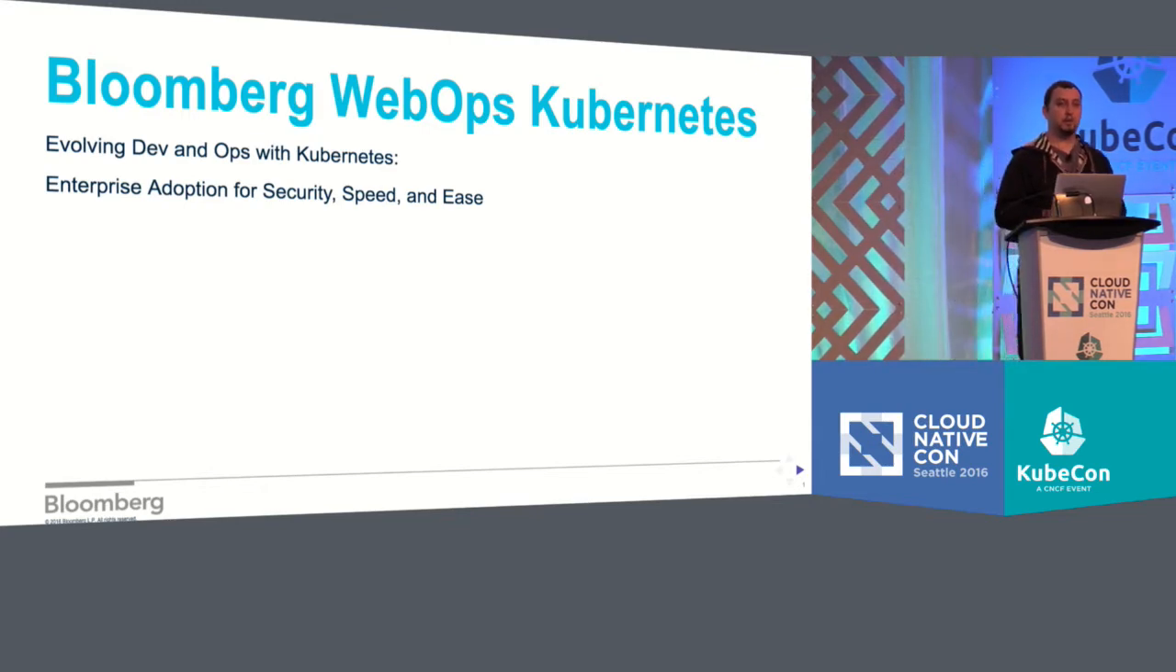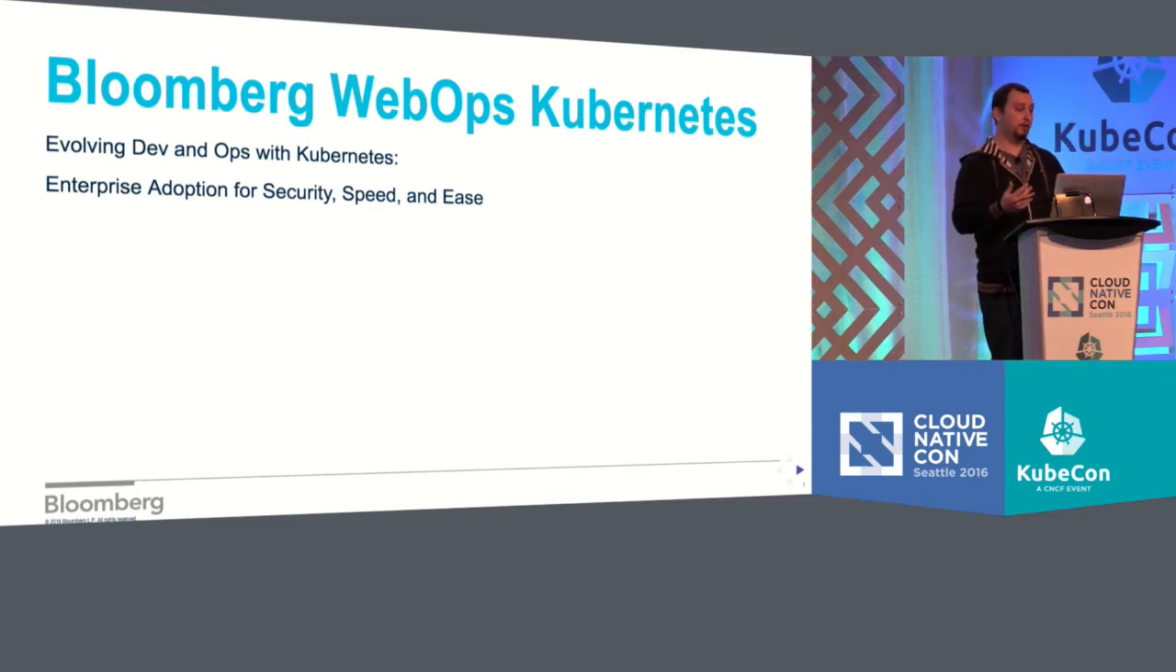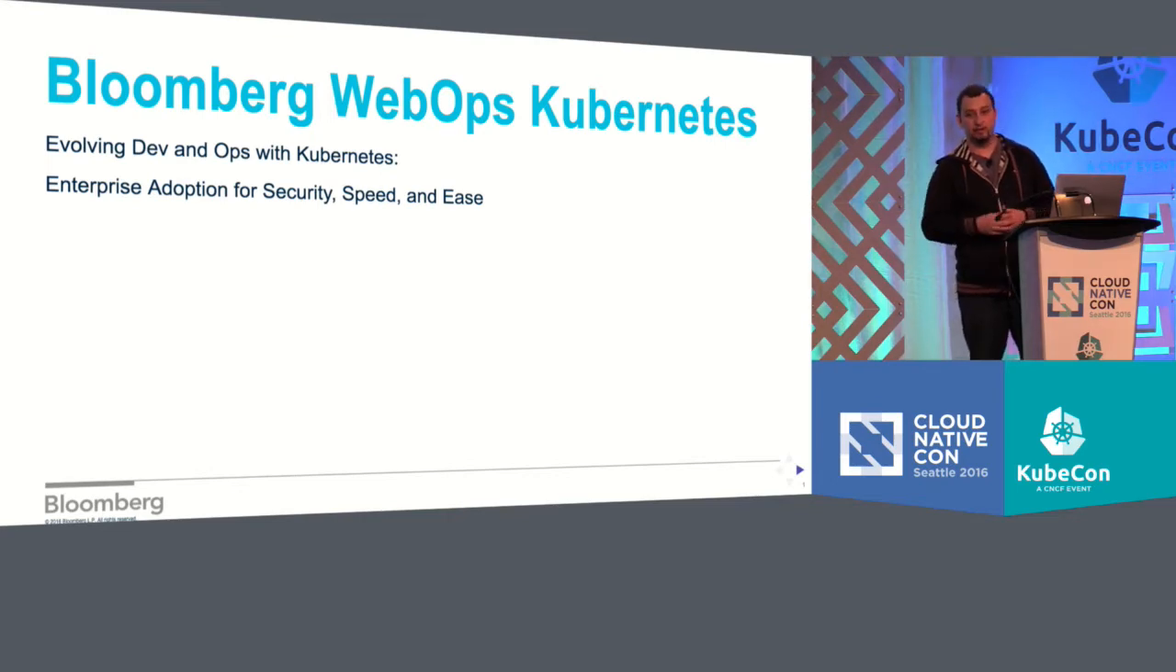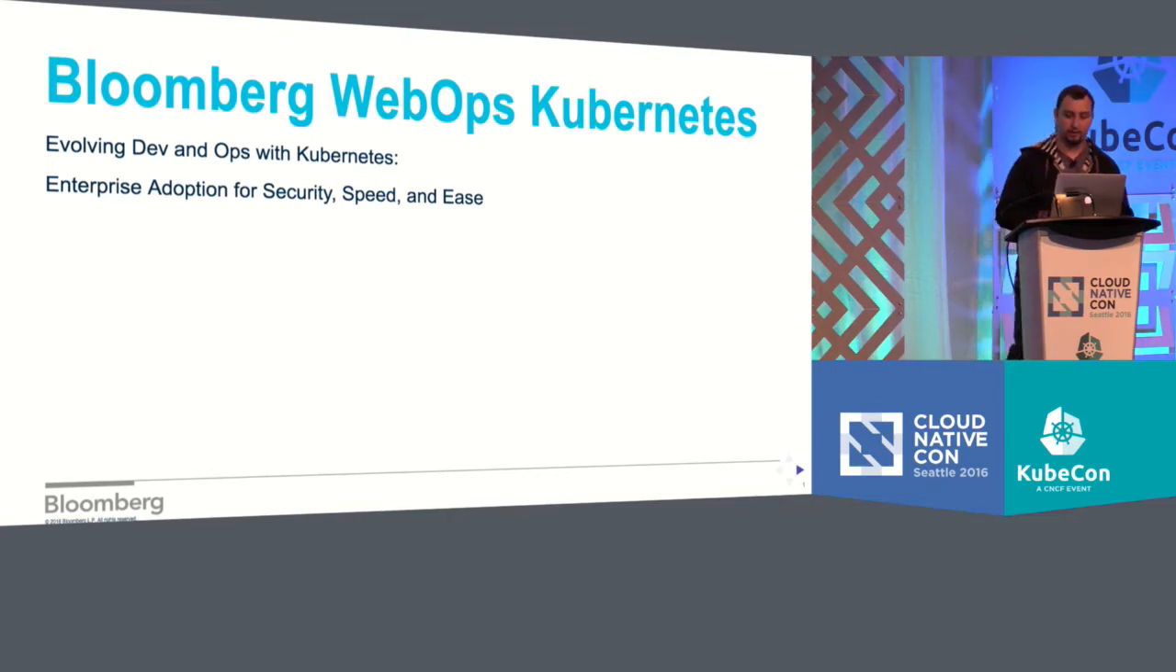This presentation is going to be kind of an implementation story about how we implemented Kubernetes for the web world at Bloomberg so far, going over some of the pain points that we've had, why we made some of the decisions, and looking forward how we may need to change things in the future. So nothing's necessarily set in stone.